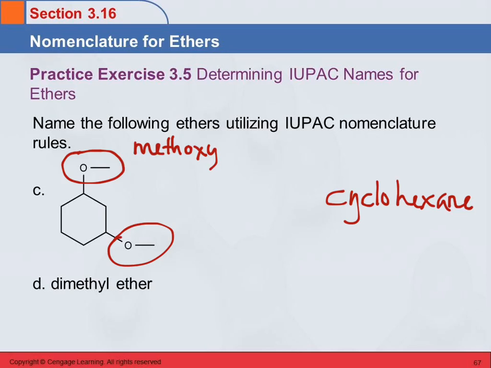And this is another one. So we have 2 methoxy groups. That's dimethoxy cyclohexane. IUPAC nomenclature is using the numbers, not the ortho, meta, para. So we would number starting with one of them and go to the other one as fast as we can. 1, 2, 3. This will be 1,3-dimethoxycyclohexane.